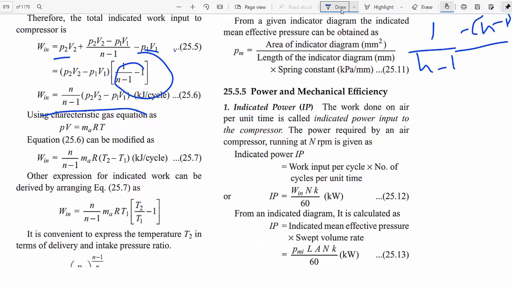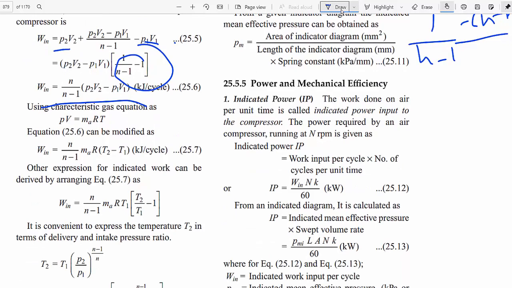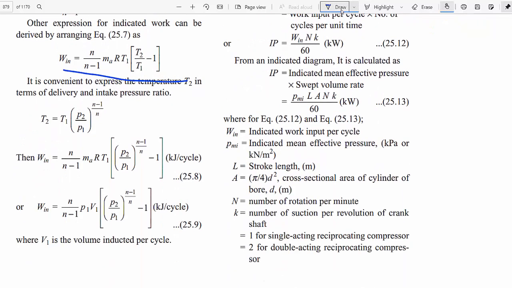The second formula is in terms of temperature ratio, and the third formula is in terms of pressure ratio. First is the simple formula, the second is in terms of temperature ratio, and the third is in terms of pressure ratio. But in the compressor, the pressure ratio is the main important thing. Once we know the pressure ratio, then we automatically calculate the work input without exit pressure and exit temperature.